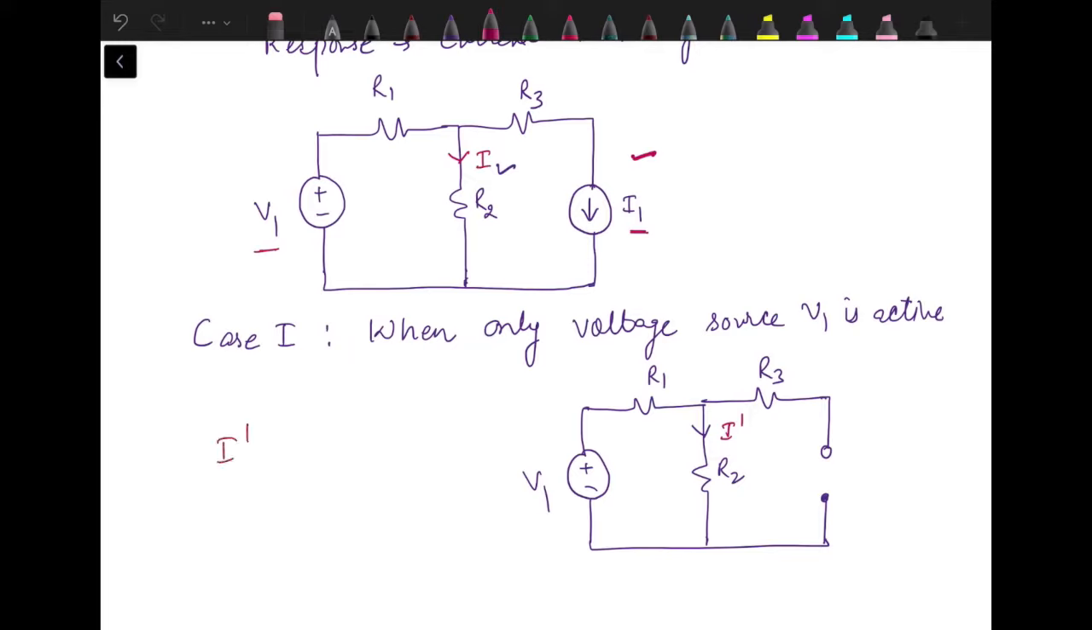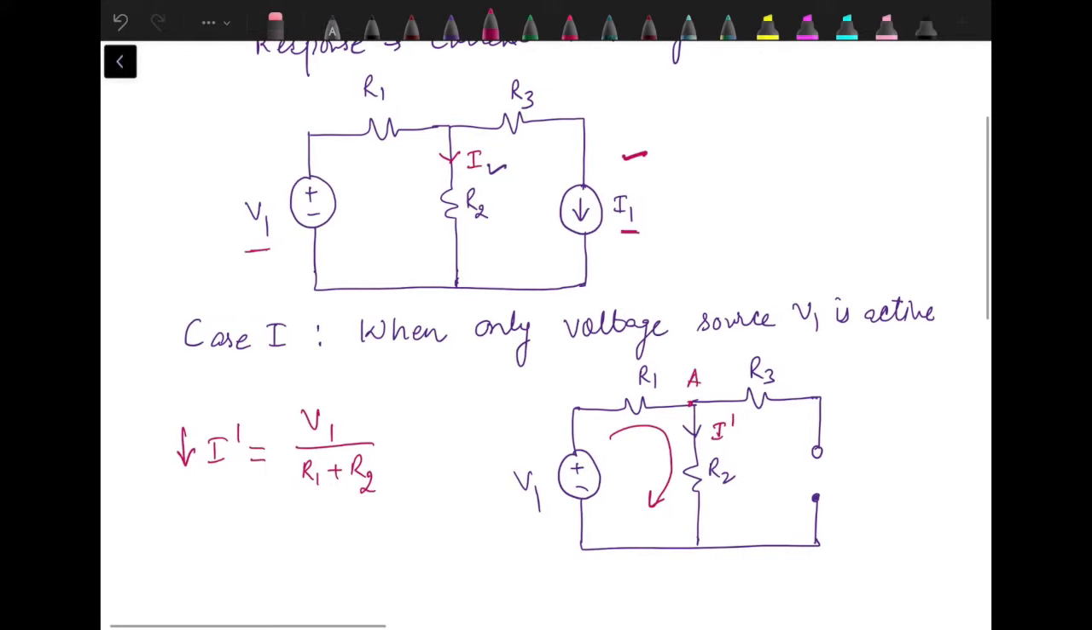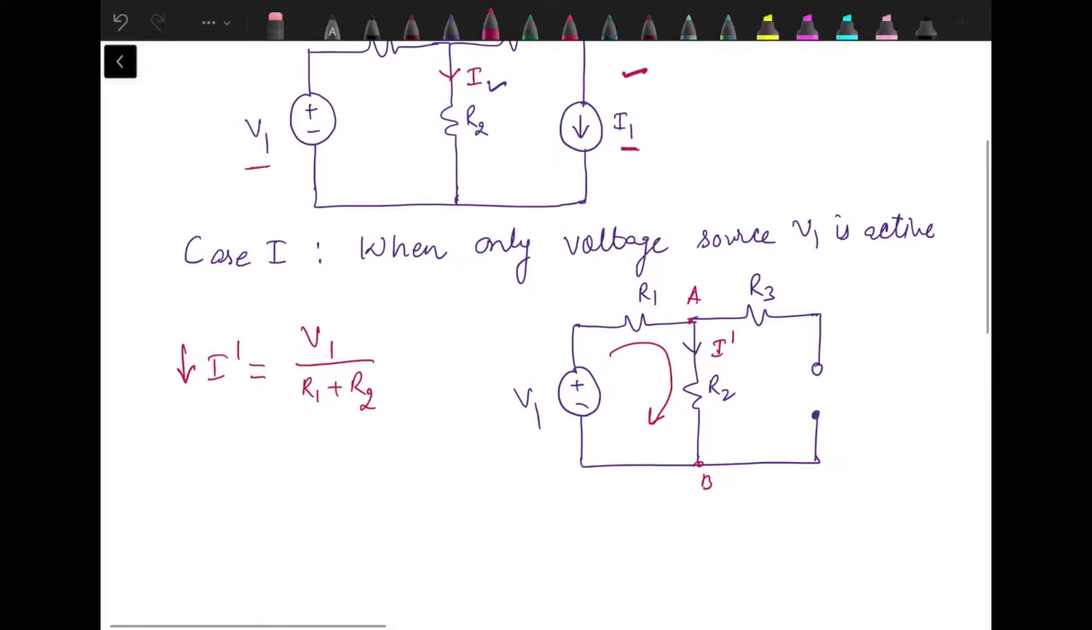Now we can find out the value of I dash very easily. It's a simple series circuit. So it will be V1 upon R1 plus R2 and definitely it will be in downward direction. We can say from A to B. So I dash is flowing from A to B. And then we have to solve this circuit again.